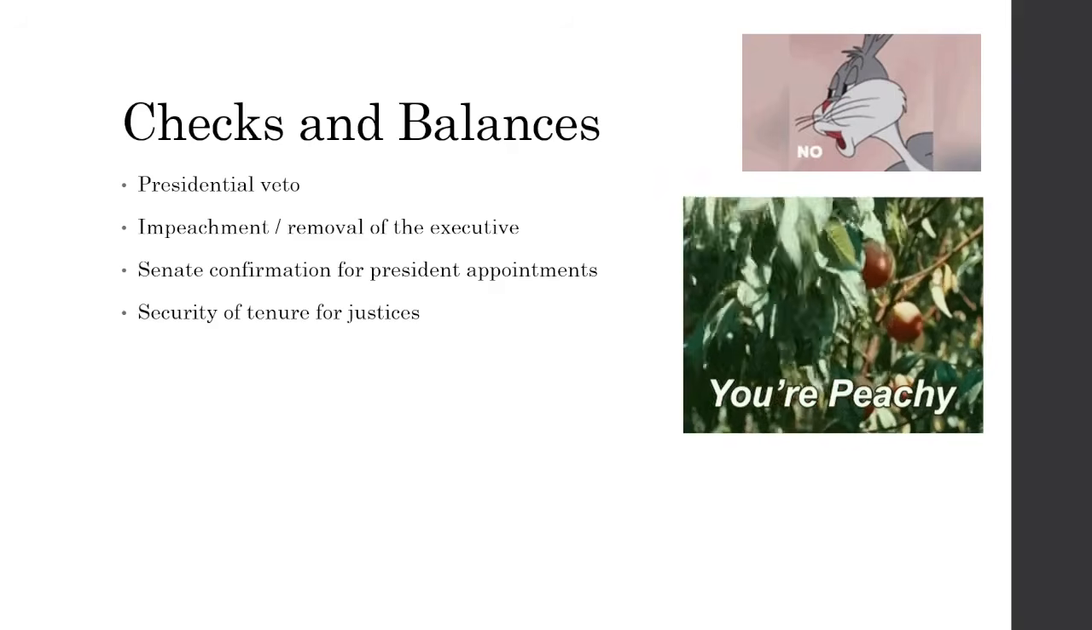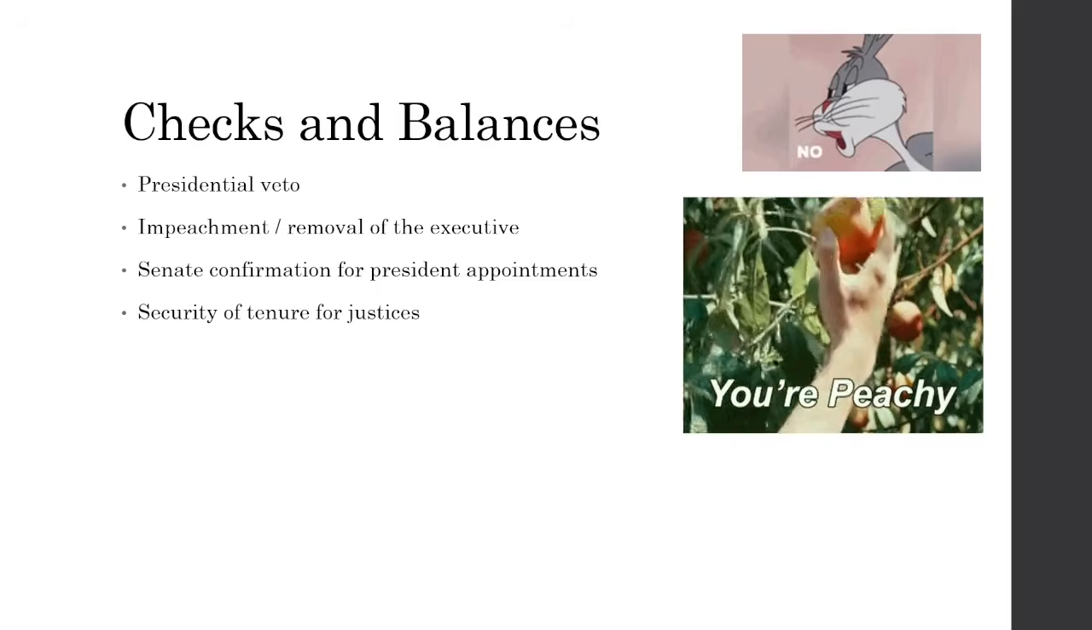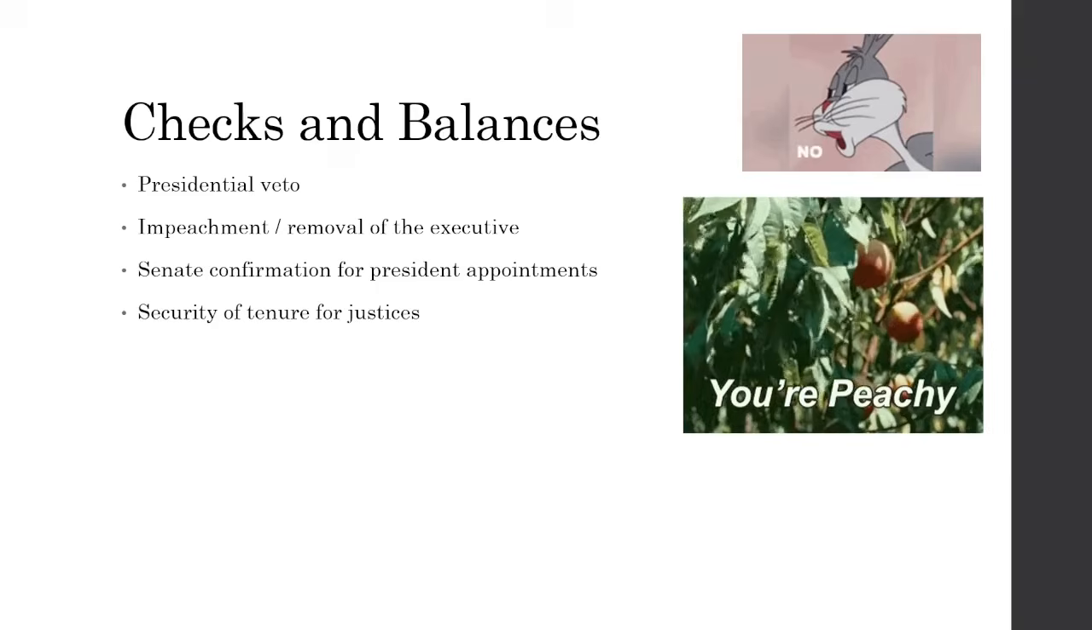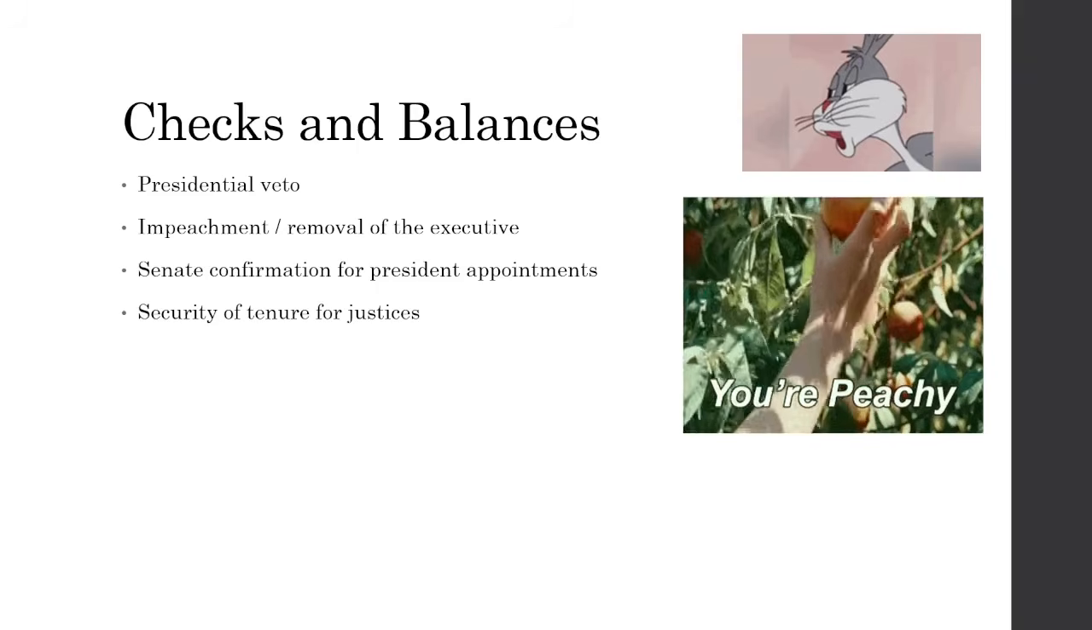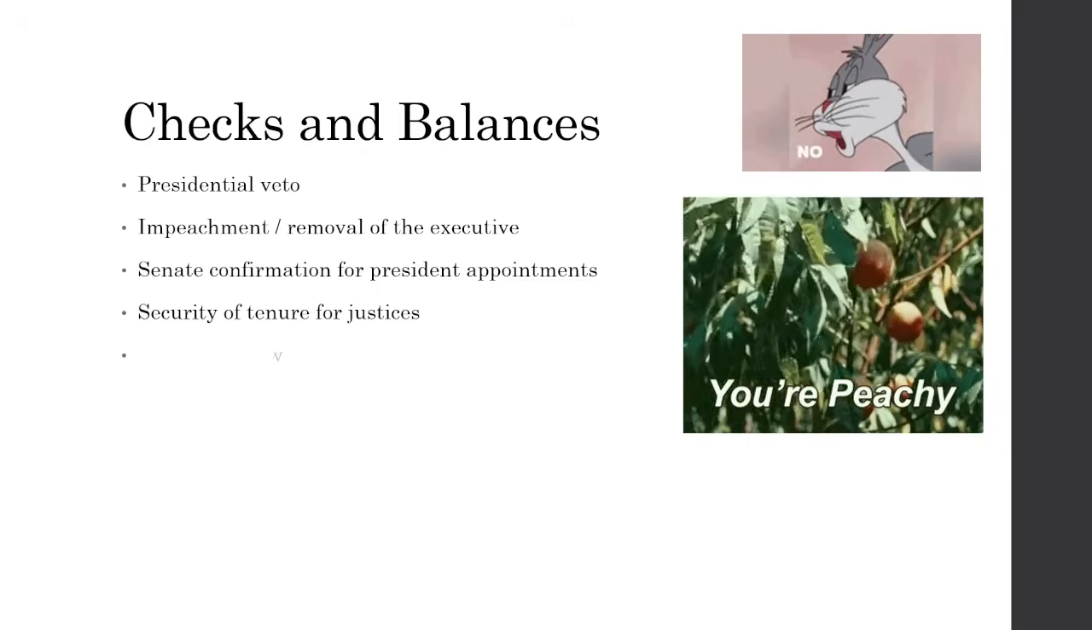So security of tenure for justices. So justices can't be thrown out just because the president disagrees with their ruling. They can keep their job even if the majority of the public disagrees. Or like, let's say there's 11 justices. If 10 of them make a decision and one doesn't, that one person, that one outlier isn't going to be thrown out because of their different decision.